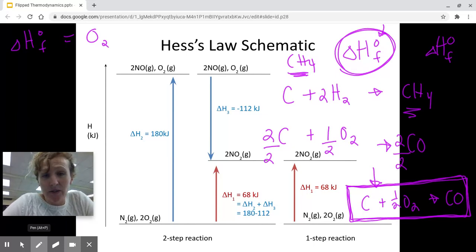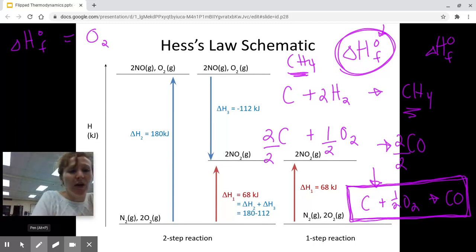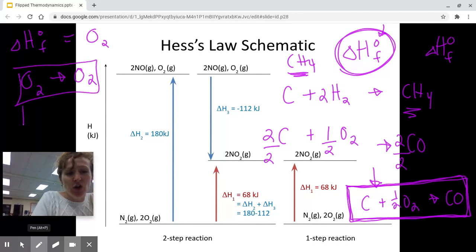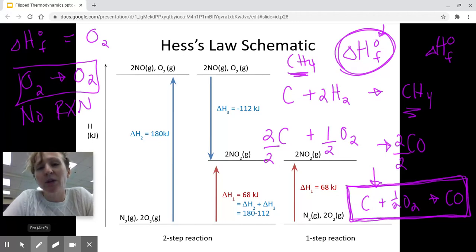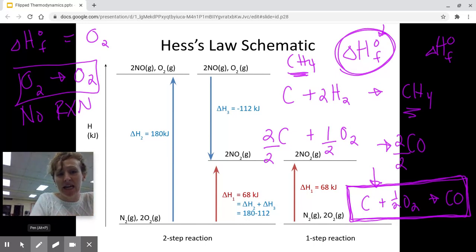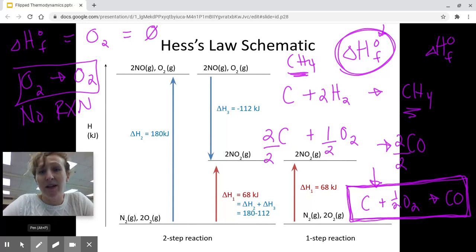So O2 is an element, right? If we form molecular oxygen from elemental oxygen, which is O2, our reaction would look like this. O2 goes to O2, right? Which means no reaction has occurred. No change, no chemical change occurred there. No reaction happens. So the delta H naught F for any element is going to be 0 because it's already formed. You don't have to change anything to form it. So we have no enthalpy change that occurs.